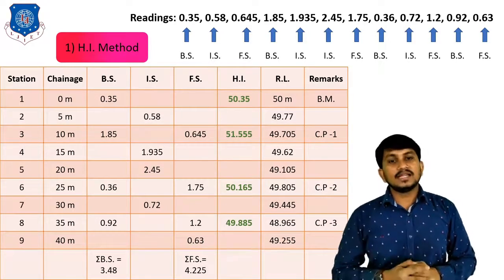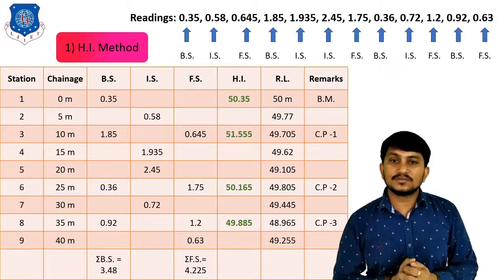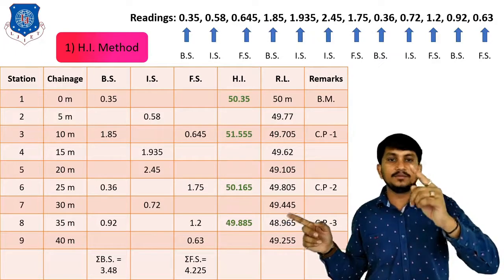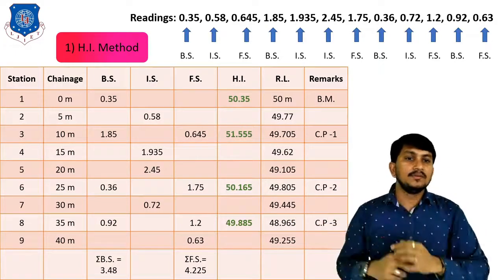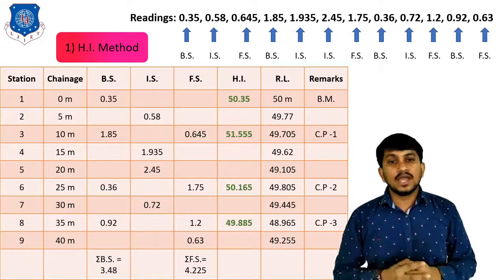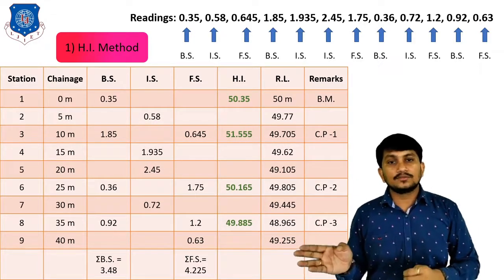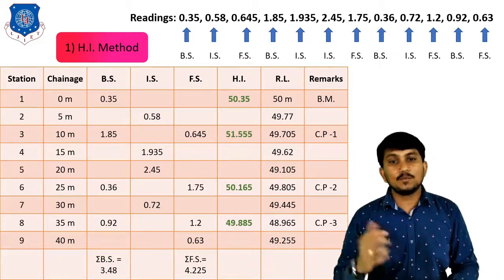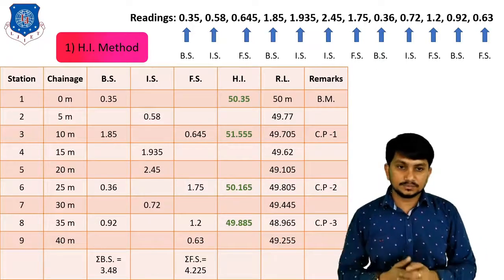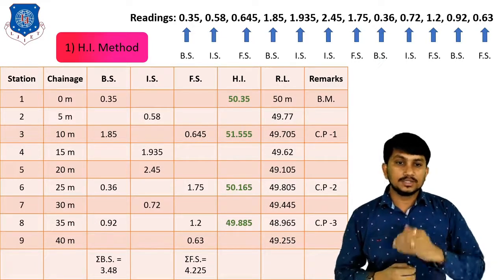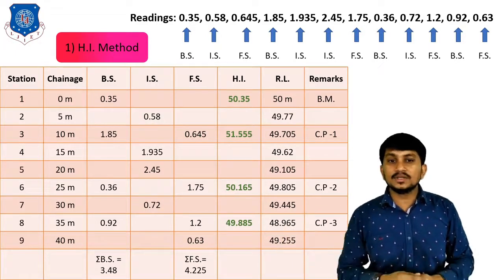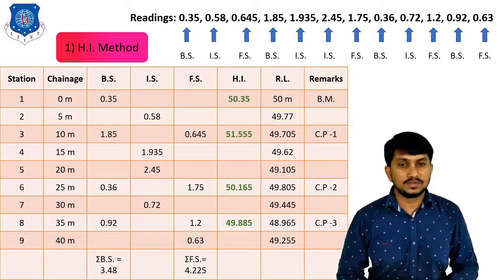After that, to calculate the RL of station number 7, we have to deduct this reading 0.72 from HI. 50.165 minus 0.72 gives 49.445. To calculate the RL of station number 8, we deduct the FS reading from HI. 50.165 minus 1.2 gives 48.965. Here also there is a changing point, so the new HI can be calculated. RL of changing point 48.965 plus BS 0.92 gives the new HI, 49.885.